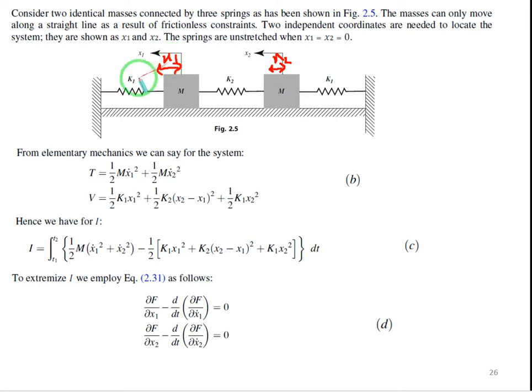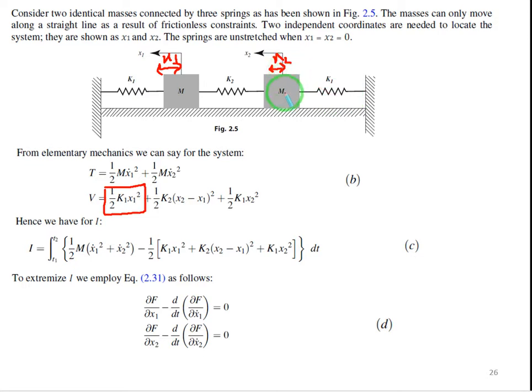and the potential energy of this spring is equal to 1/2 of K1 multiplied by the length change, which is x1, squared. This is x1 squared. This is the potential energy of the left spring. The potential energy of the right spring can be calculated the same way.